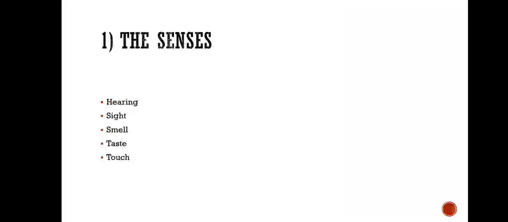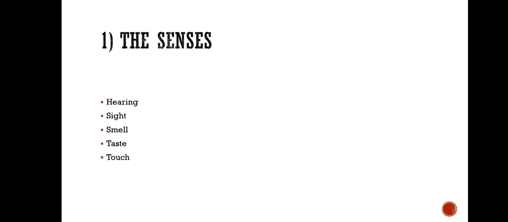Let's see the first page of this unit. The title given here is Sights and Sounds, and the subtitle is The Senses. We all know that we have a total of 5 senses. And what are the names of those senses? First is hearing, second is sight, third is smell, fourth is taste, and fifth is touch. These are the 5 senses that we have learnt, and these 5 senses are related to our 5 sense organs.